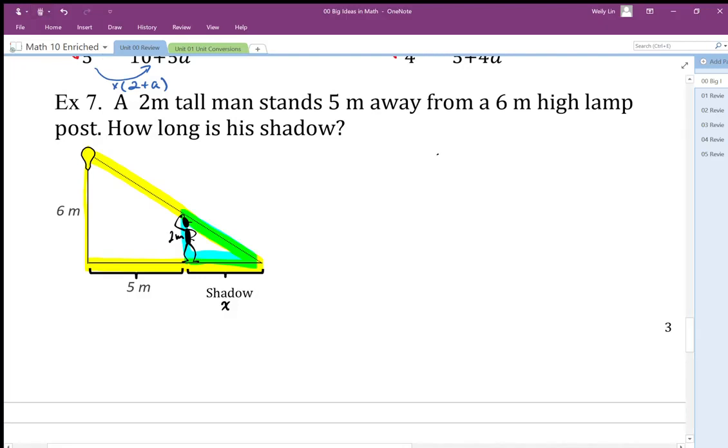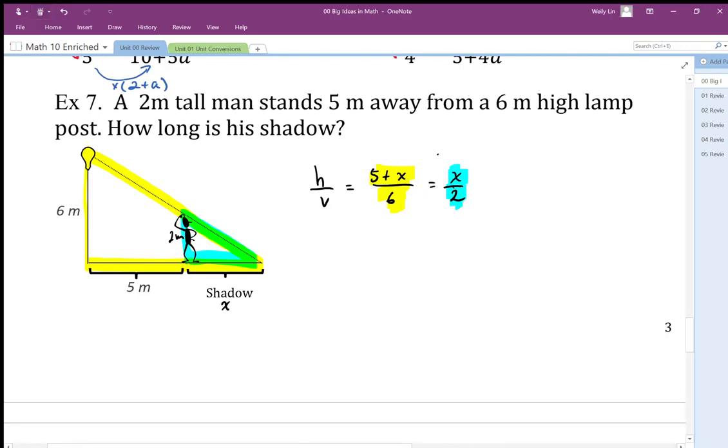What I'm going to set up is my horizontal to my vertical as a ratio, and I know that's equal to 5 plus x to 6. That's my big triangle. Then I need to set up the same proportion in the little triangle. It's my horizontal to vertical, so my horizontal is x, my vertical is 2 meters, and that's my small triangle relationship. We know that they're proportionally the same. They're different in size, but they're proportionally the same.